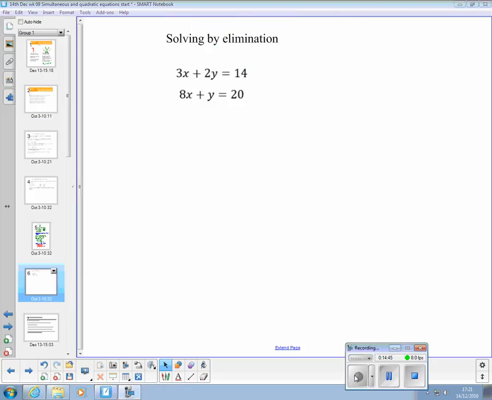What we're going to do now is look at how we solve those same two equations by the elimination method. We'll see which one you prefer. Anybody remember how the elimination method works? George, put your hand.